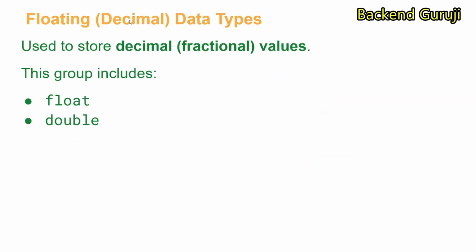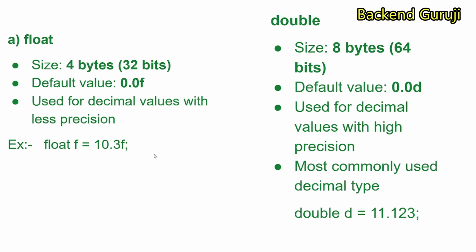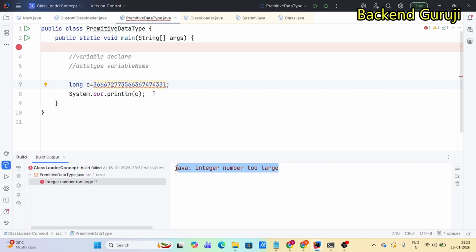Floating decimal data types. Floating decimal data types are float and double. So what is the work of float and double? We are using floating decimal data types. You can see for float type we are taking 4 bytes and 32 bits, and the default value will be 0.0f, used for decimal values with less precision, and float f is equal to 10.3f. Okay, so we'll discuss this one. We need to declare with float.